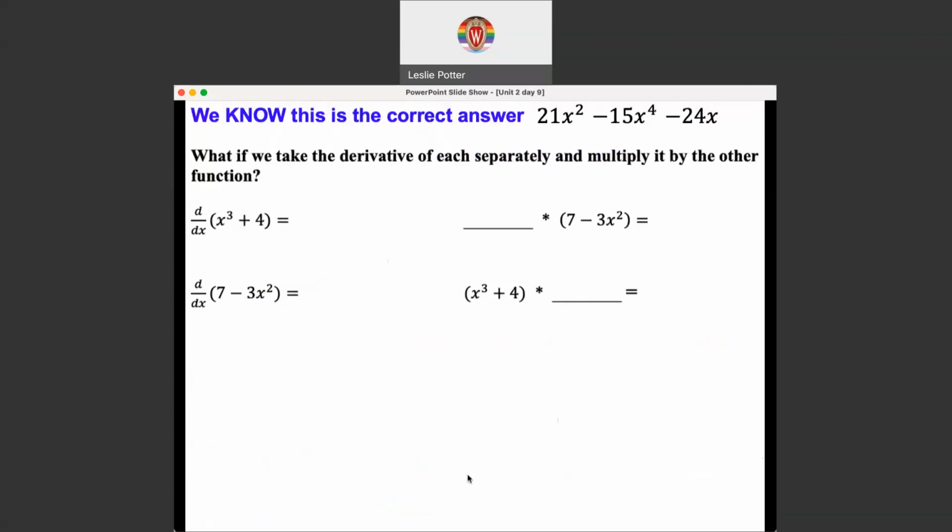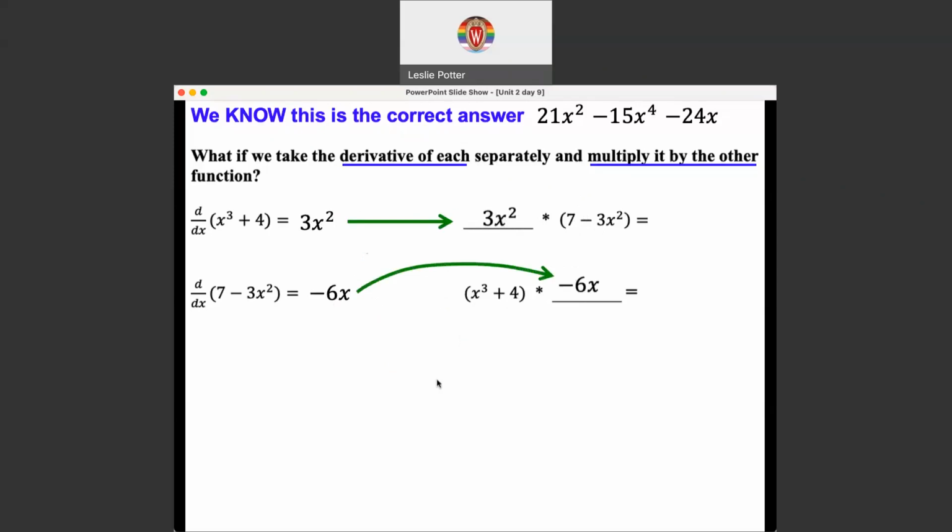And now we're going to try something else. What if we take the derivatives each separately and multiply it by the other function? So in other words, I'm going to take the derivative of x cubed plus 4. That's 3x squared. We already discussed that. I'm going to take that 3x squared, and I'm going to multiply it by the other function. And then this derivative is minus 6x. So this is the derivative times what was left here, right? And this is what was originally here times the derivative. I'm going to slide that over there.